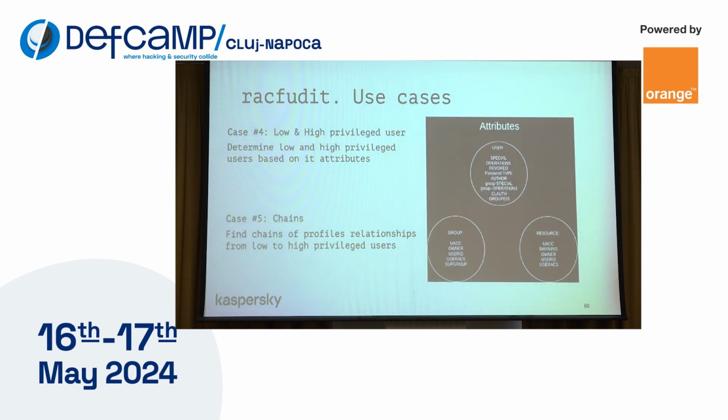Thus, we see that between any profiles there may be relationships, and we may build chains of such relationships. Based on the attributes, you may define a high-privileged user or a low-privileged user, and it's most interesting to build chains for searching a path from a low-privileged user to a high-privileged user.